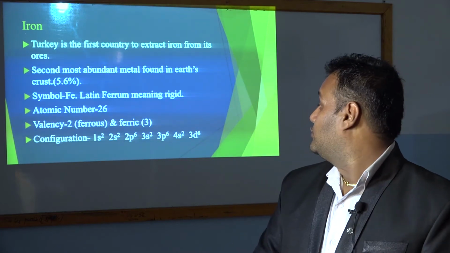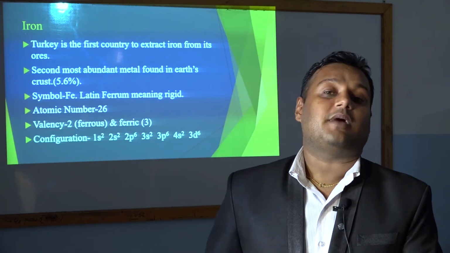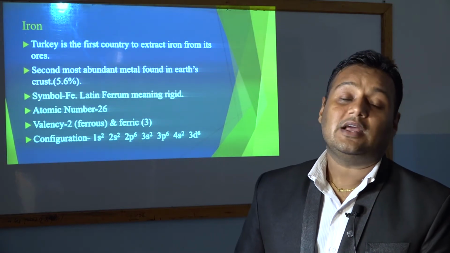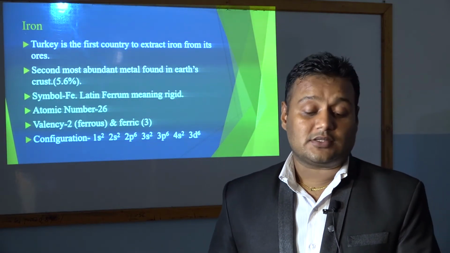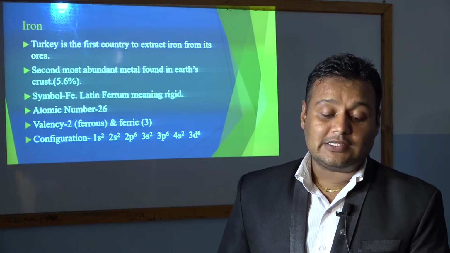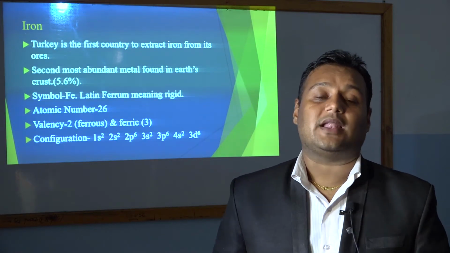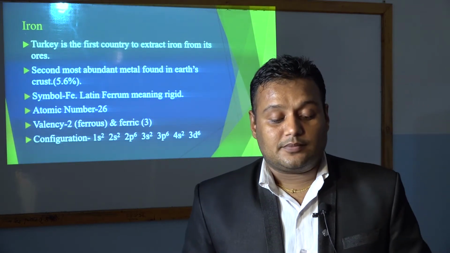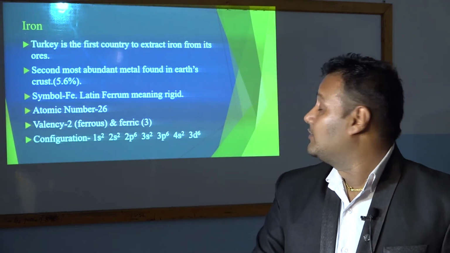So it has 2 different valences. One valence is 2 and another is 3. When it has valence 2 it is ferrous, and when it has valence 3 it is ferric. Why it has 2 valences we have discussed earlier also, and I have shown you the configuration of the iron.